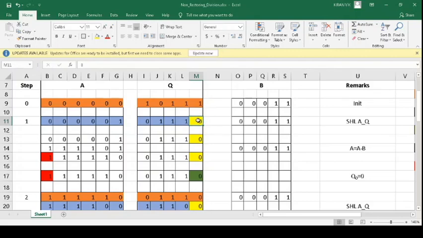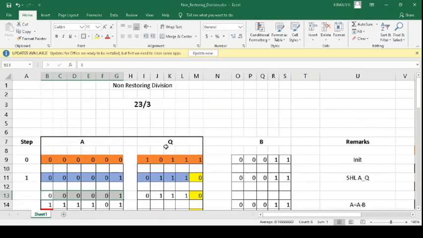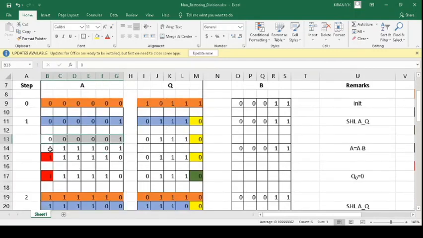Then according to our rules of non-restoring division, the operation that we are going to do is A equals A minus B. This is your A, which we will write down as such, and we need to get minus B, and here B is 3. So minus B is the 2's complement representation of 3, which we will write down here. In order to perform subtraction, we will just add the 2's complement representation of 3 to A. So this is the result that we will get.